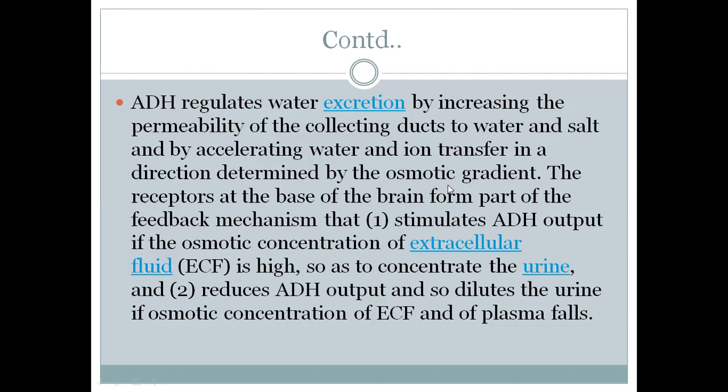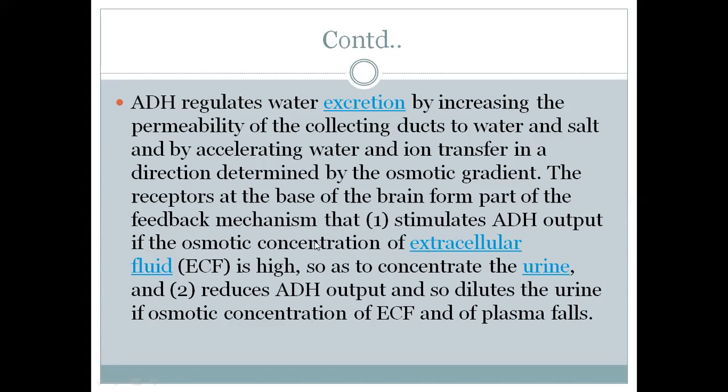If we do not have scarcity of water in the blood, then this is not going to operate. Antidiuretic hormone will be secreted only when we need water to be reabsorbed back into the blood. The receptors at the base of the brain, specifically the hypothalamus, form part of the feedback mechanism that, number one, stimulates the antidiuretic output if the osmotic concentration of the extracellular fluid is high, so as to concentrate the urine.